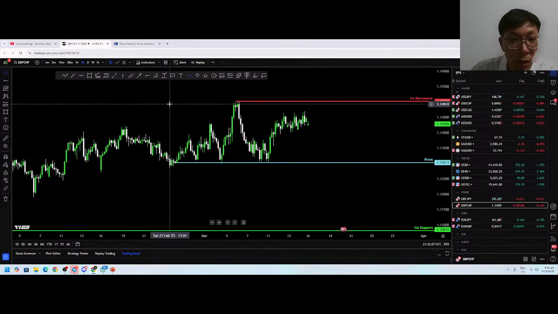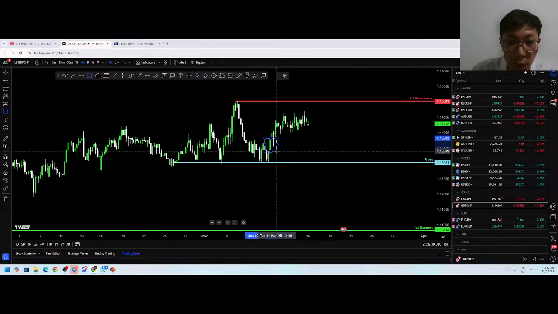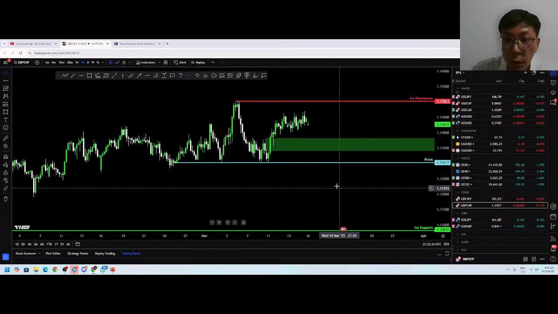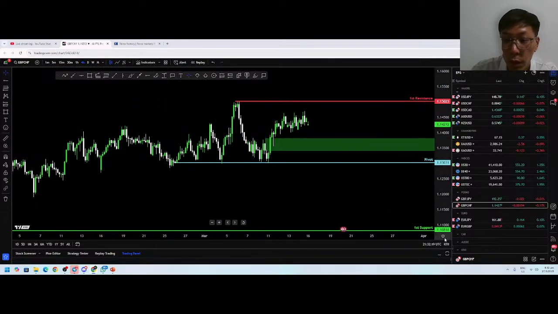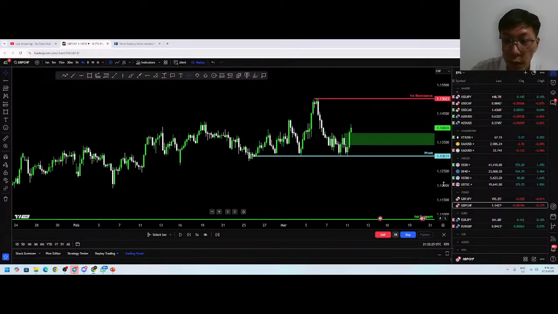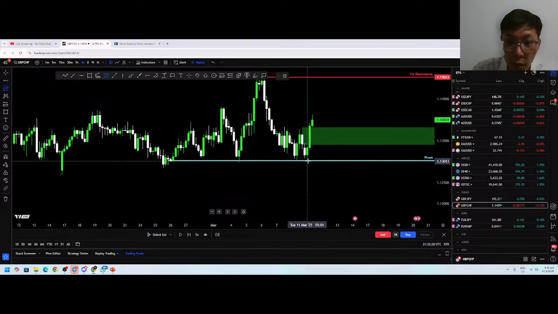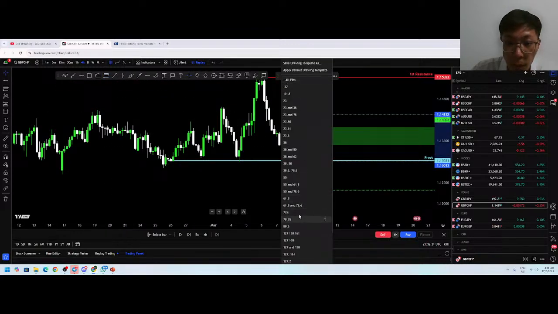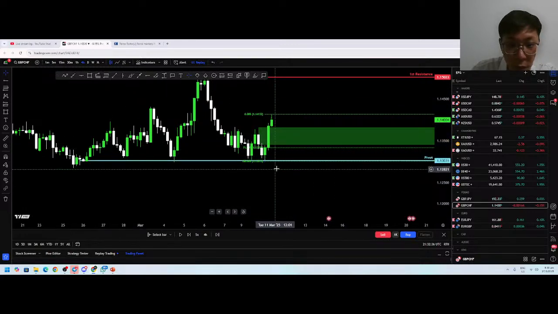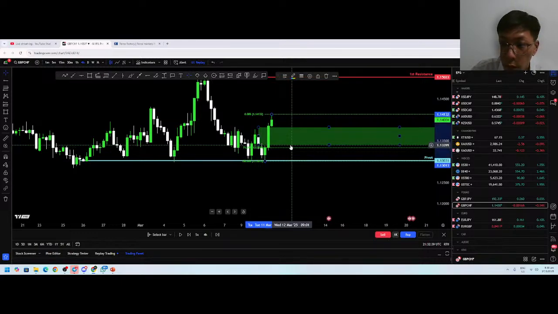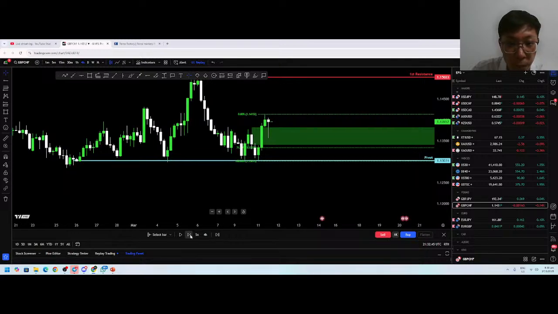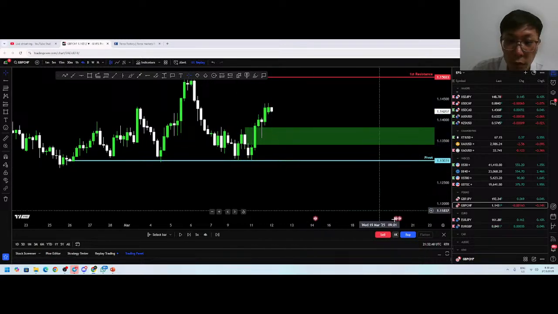H4. Wow, this level would have been such a nice area to buy from. If price was right here, I think this was a good level to buy from. Did it tap? I'm not sure if it tapped. My entry would have been at 1.13. Let's see. Nope, it didn't tap my entry.